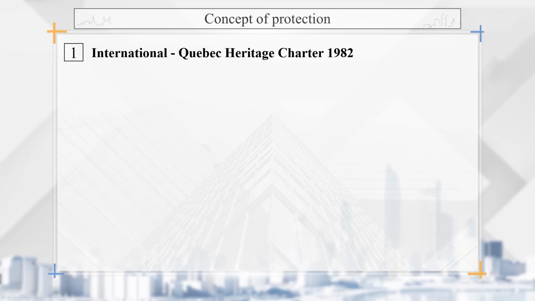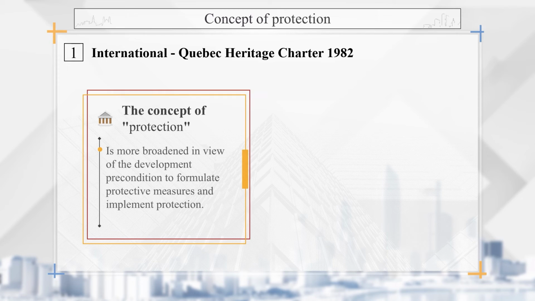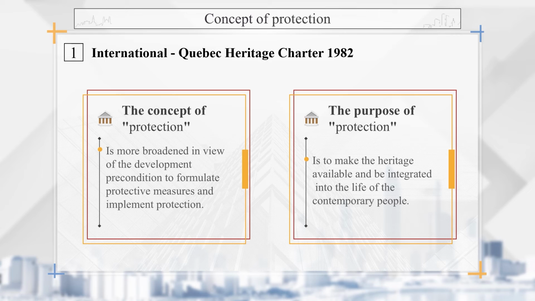The international definition of protection developed into the 1982 Charter for the Preservation of Quebec's Heritage. The concept of protection is more broadened in view of the development precondition to formulate protective measures and implement protection. The purpose of protection is to make the heritage available and be integrated into the life of the contemporary people.